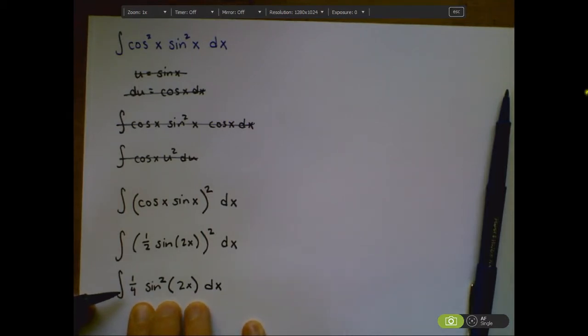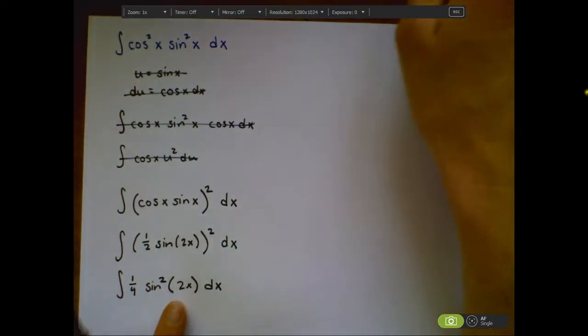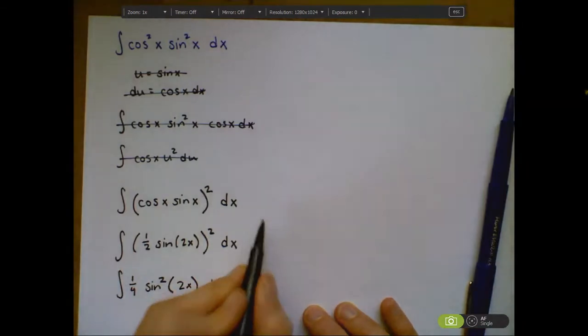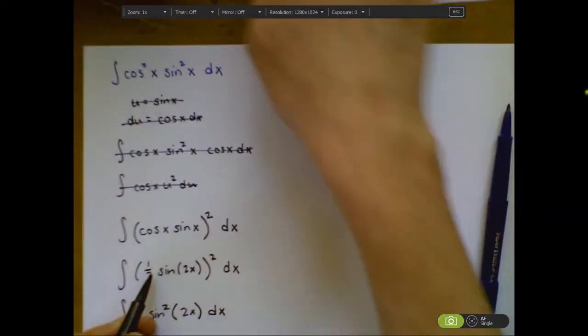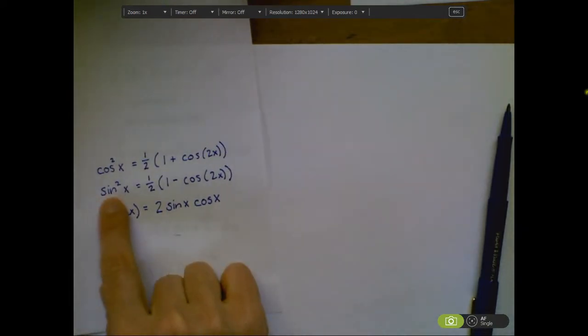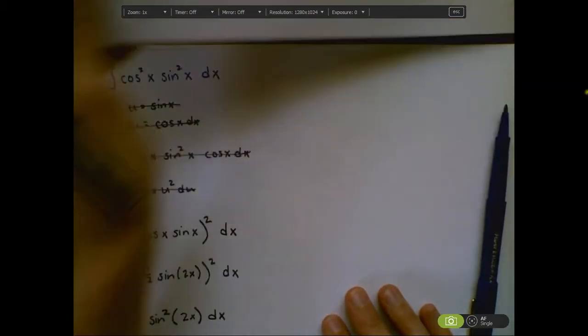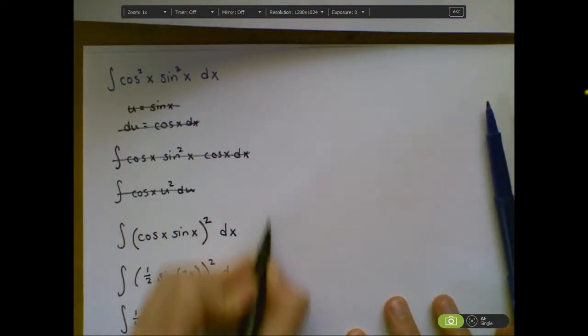So maybe this is better, but it still doesn't look like I have a u that I can work with, right? Because now I only have sine, and if I change this into 1 minus cosine, I would only have cosines. So this was one trig substitution, using this trig identity, and then we're going to have to do it again. We're going to use the fact that sine squared x is equal to this mess. So I'll write this up over here.